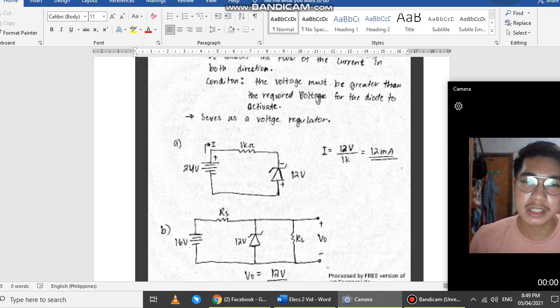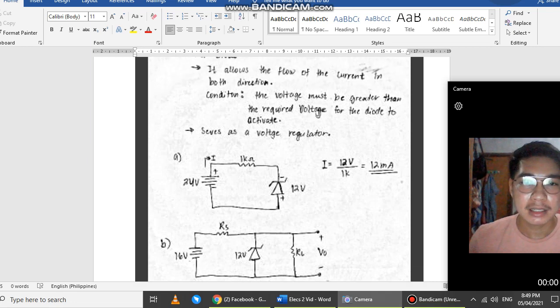On this first example, we have a voltage source of 24 volts, a resistance of 1 kilo ohm, and a Zener diode which has 12 volts to be activated. So by applying Ohm's law, 12 volts over 1 kilo ohm, the current passing through this circuit is equal to 12 milliamperes.